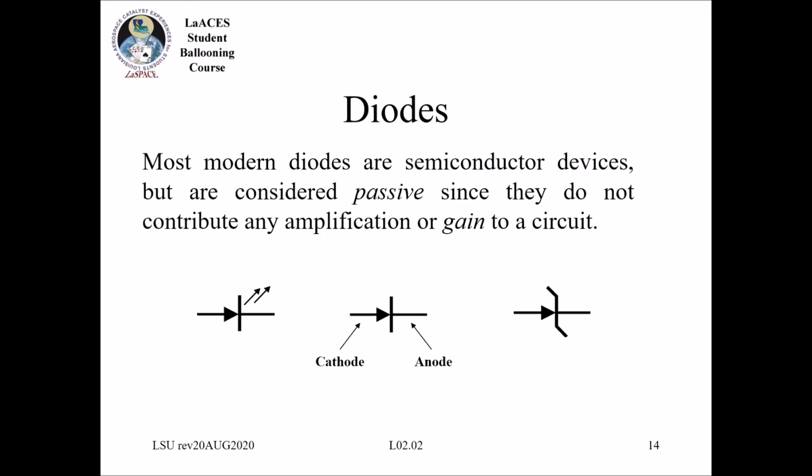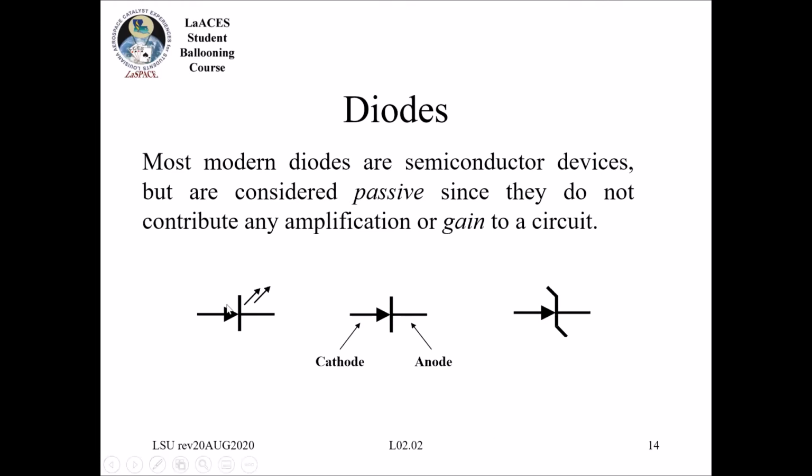Good point. All right, so diodes. These are very common as well, and it's important to understand how they work. As mentioned here, most modern diodes are semiconductor devices, and they're considered passive since they do not contribute any amplification or gain to the circuit, like Josh mentioned earlier. When I think about a diode, I think of a gate that opens only in one direction. In one direction it allows current to flow, but in the other direction it stops current. So it's kind of like a one-way gate.